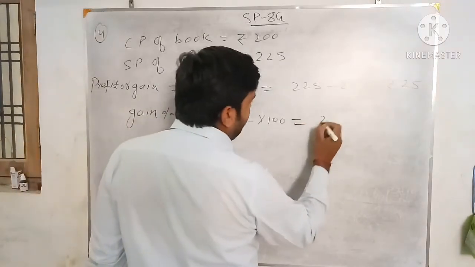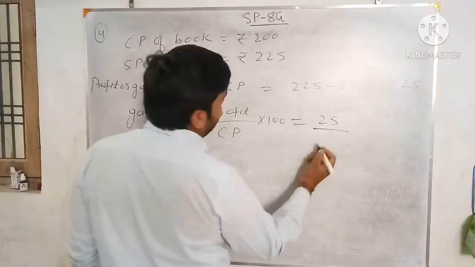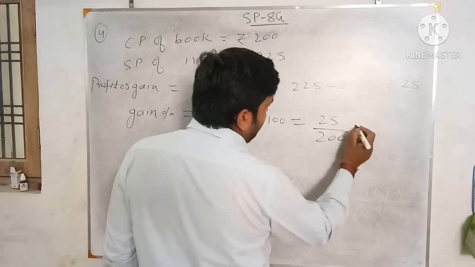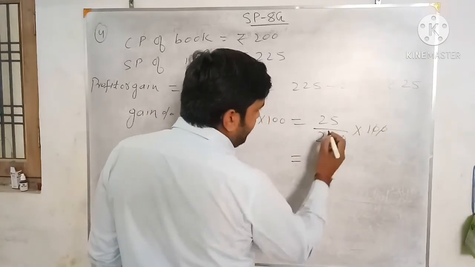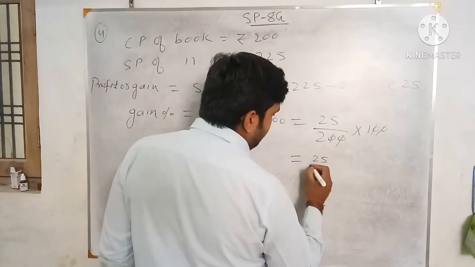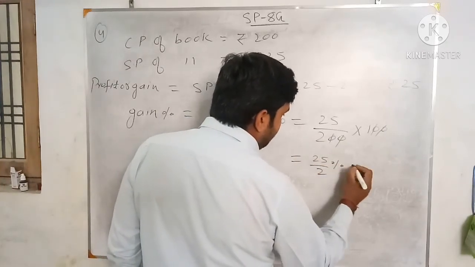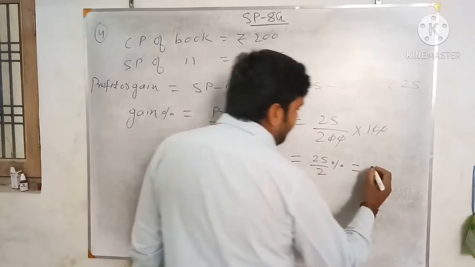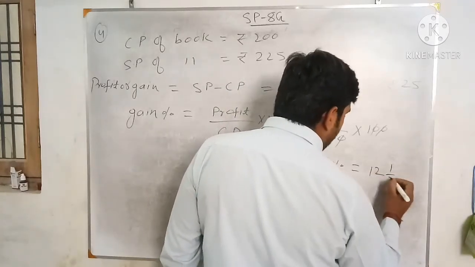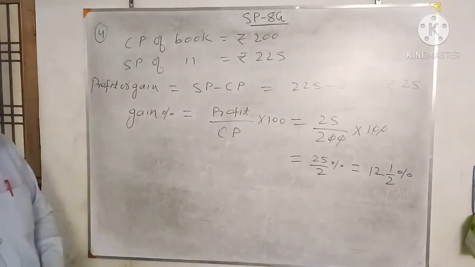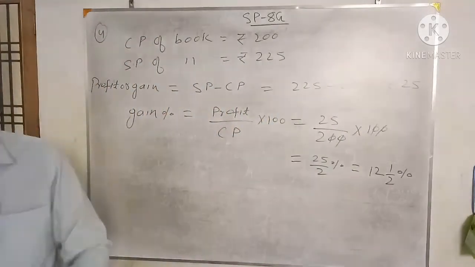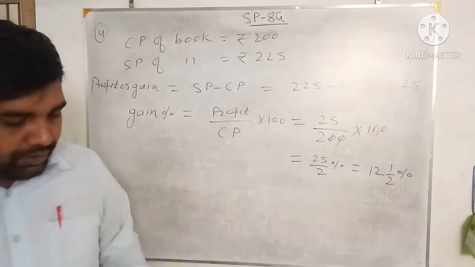So the profit we got is 25 rupees and the cost price is 200, into 100. See, both the zeros are cancelled, so 25 by 2 percent. 2 twelves are 24, remainder 1, so 12 1 by 2 percent. In mixed fraction we can write 12½%. Similarly, you can do question number 5.